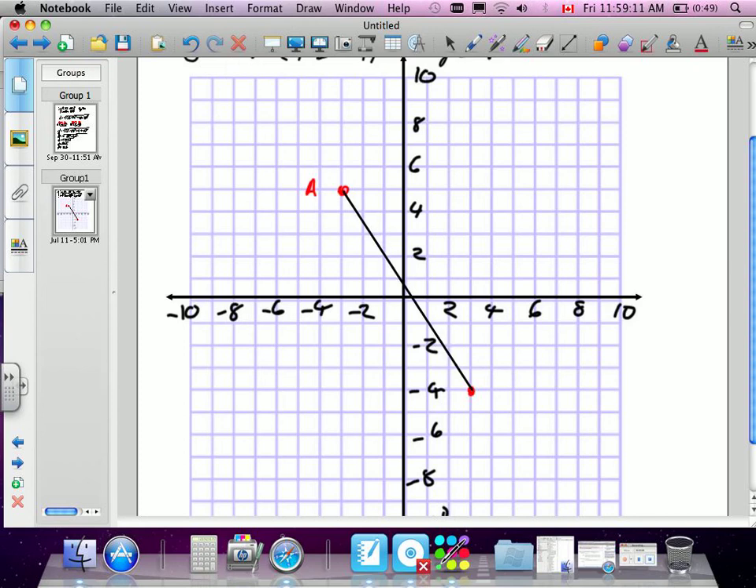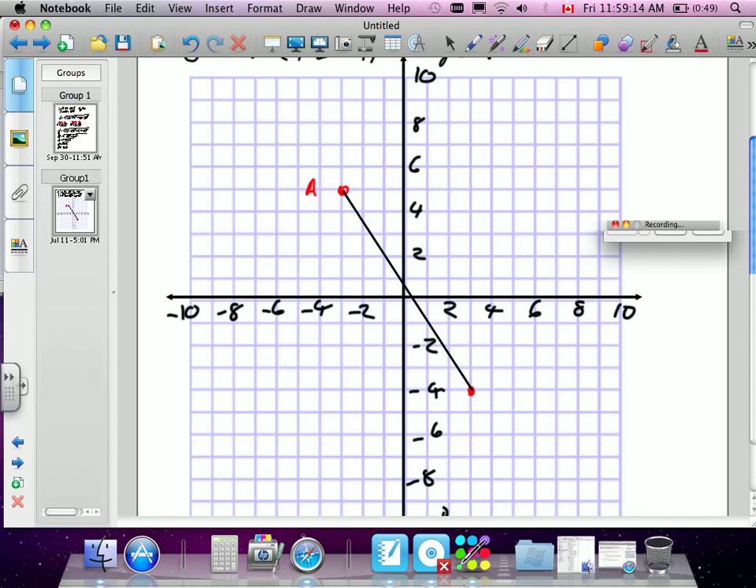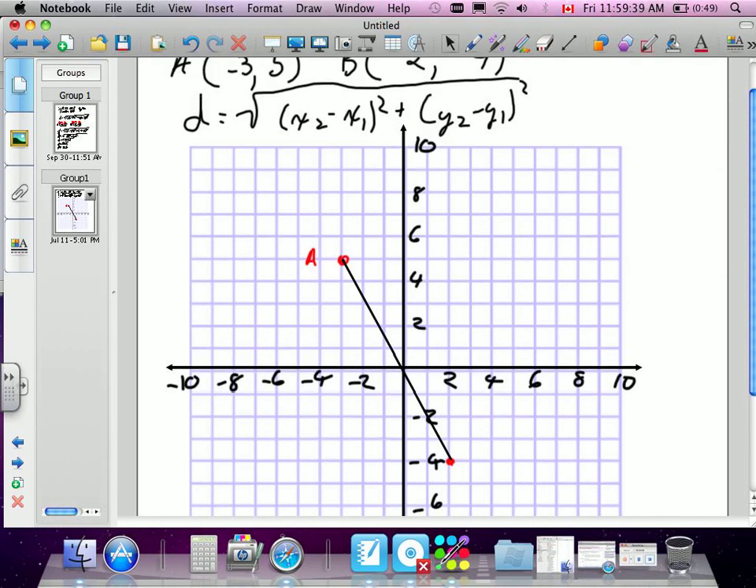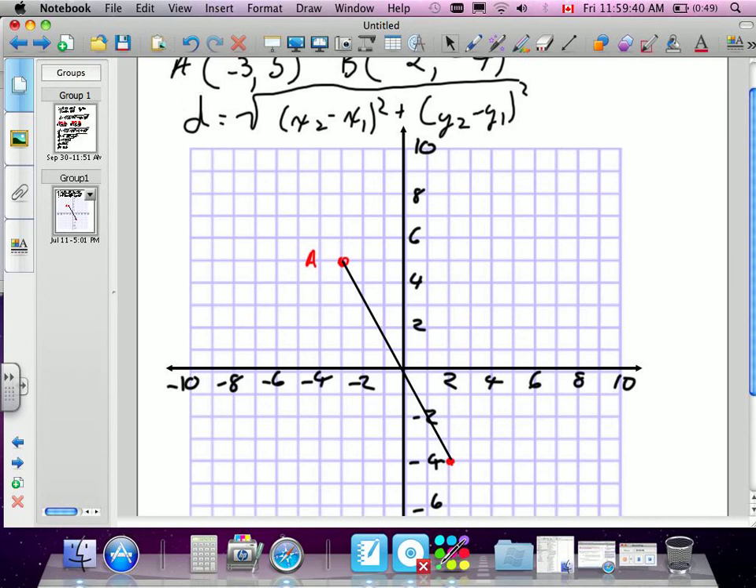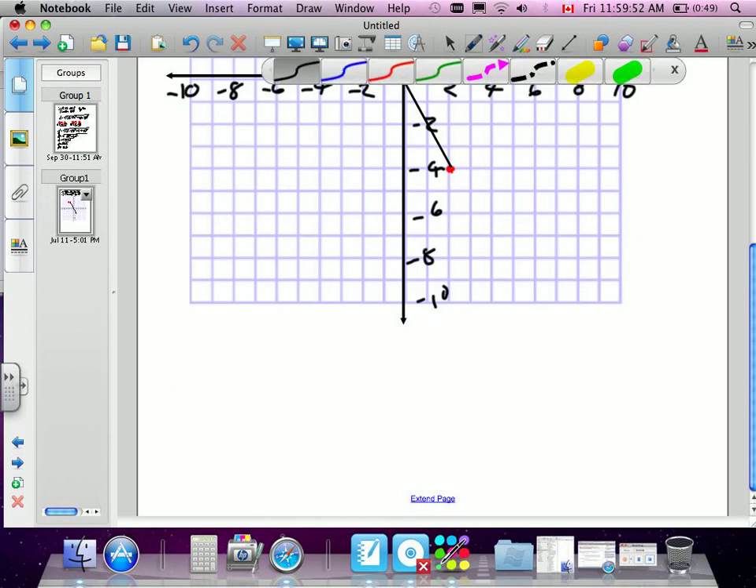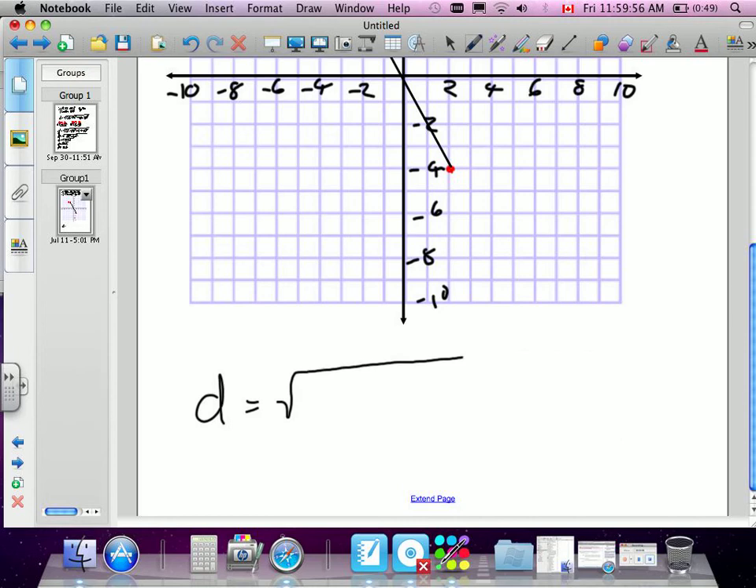Okay, so we have our line, which we've already discovered the distance of it. Now, what I'm going to do is I'm going to slowly take apart this equation to relate it to another equation, okay? And we'll do it at the bottom here. Our equation was D was equal to the square root of x2 minus x1 squared plus y2 minus y1 squared.